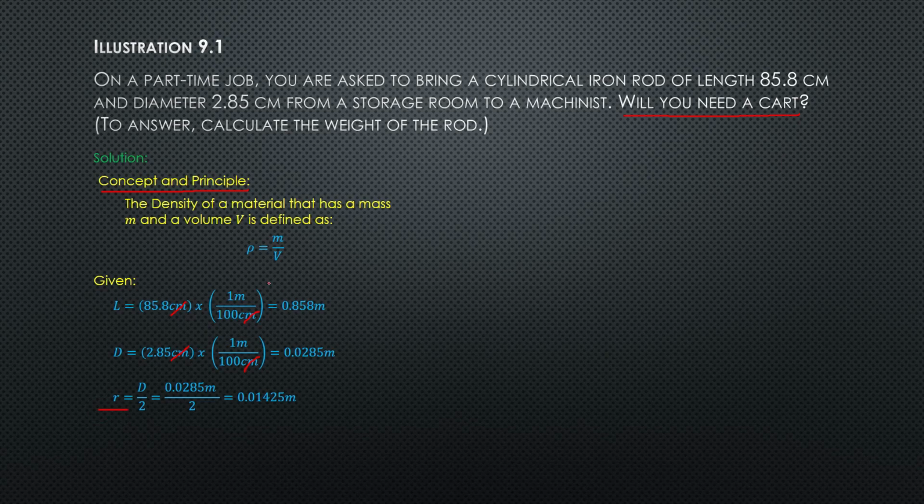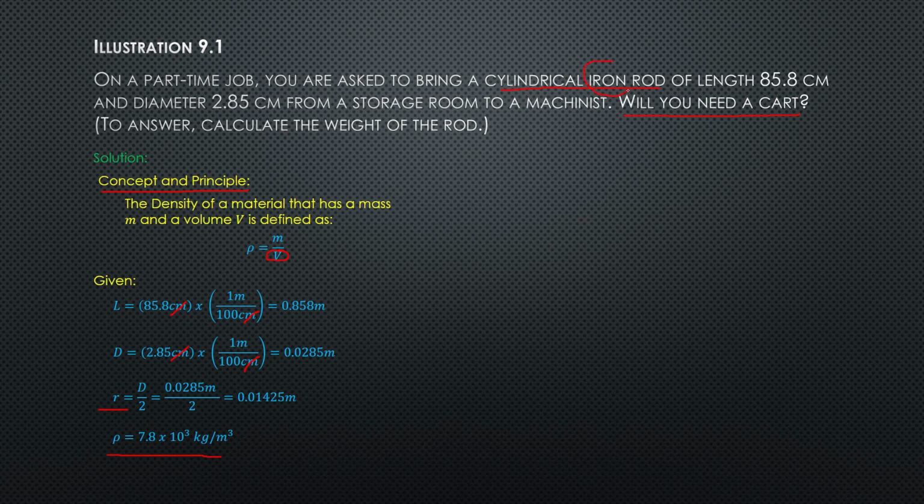We will be using this formula, the volume of the cylindrical iron rod. So, the volume of a cylinder. You probably need to memorize some of the volumes of geometric figures. Now, the density: is the density given in the problem? There is no density given. But then, what density do I use?